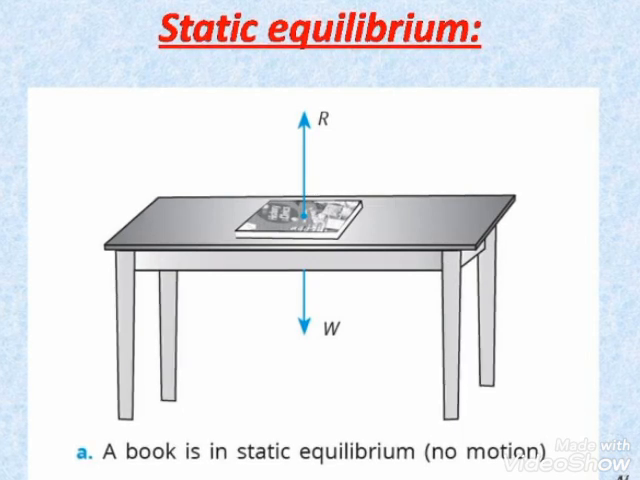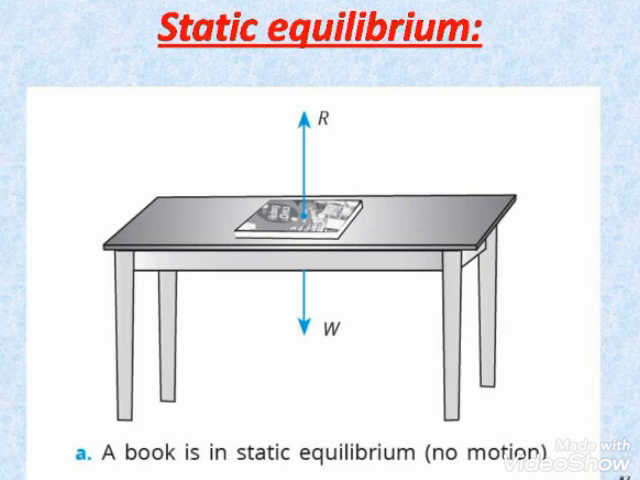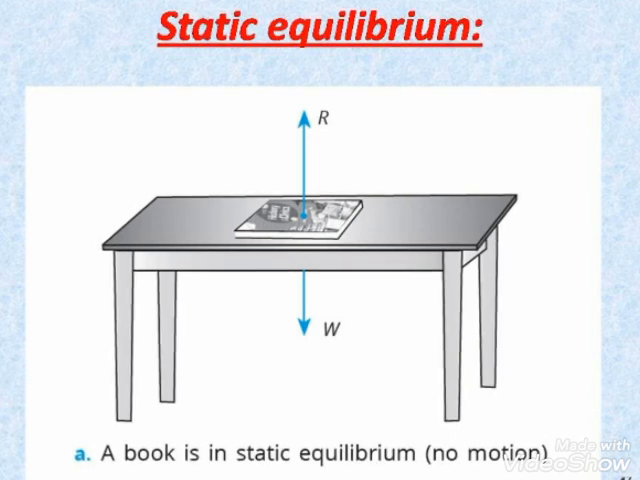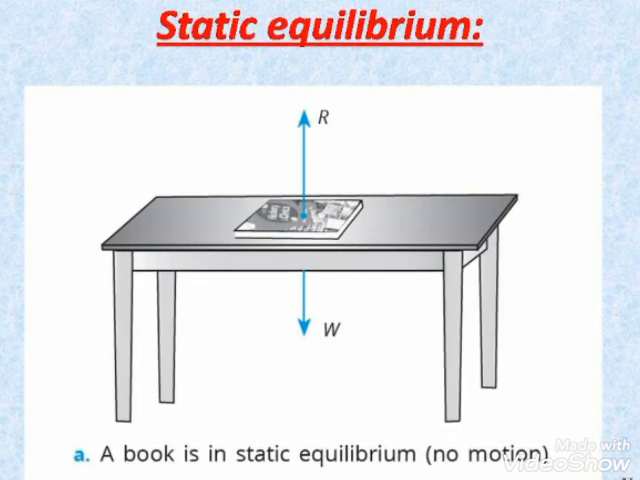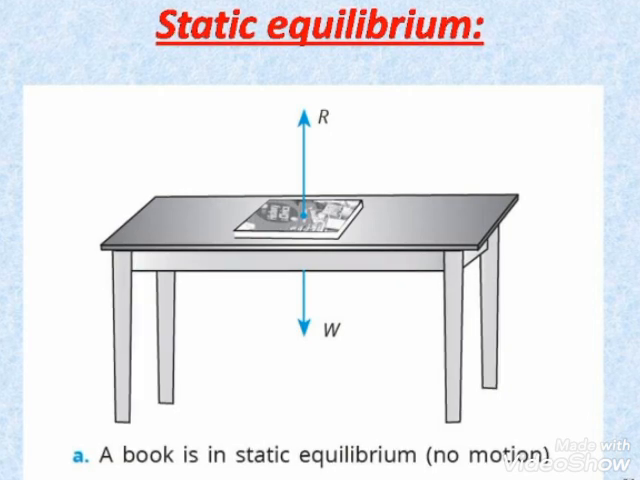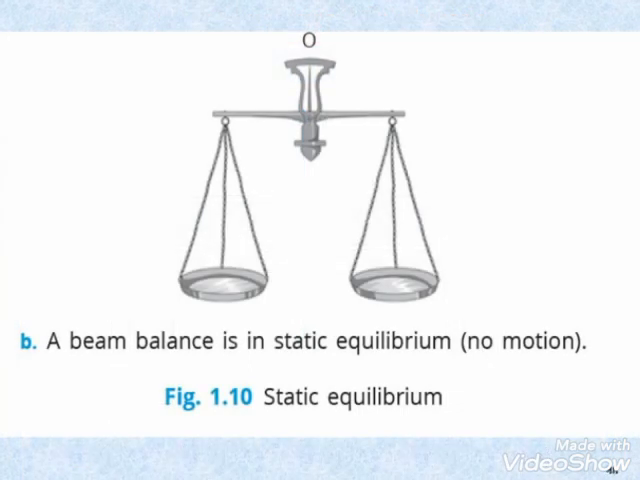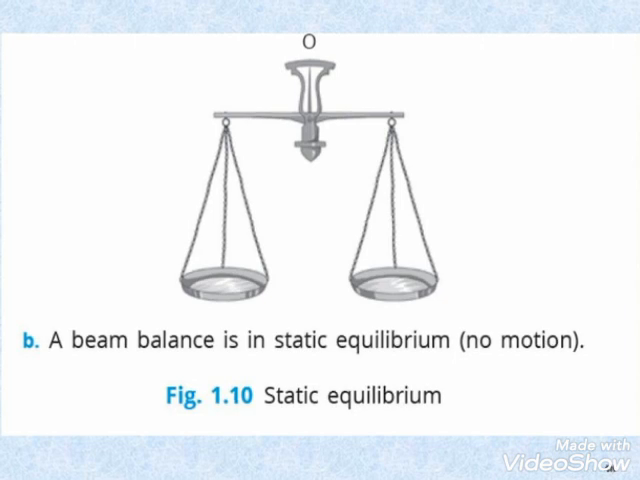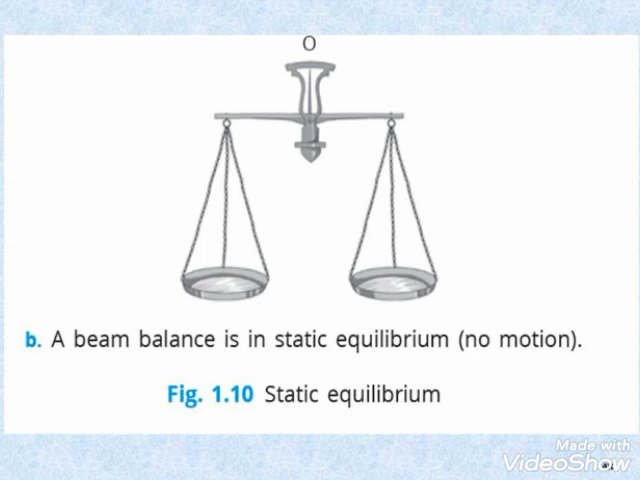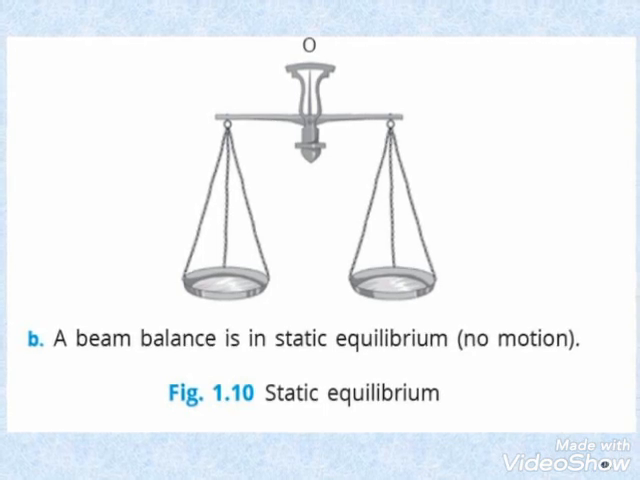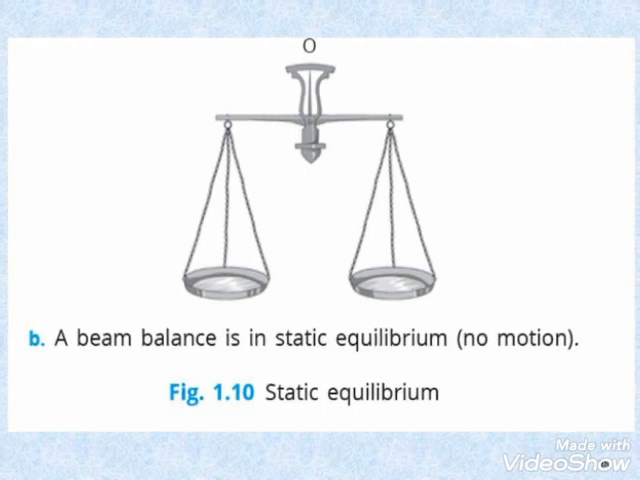Now we are going to use this concept of the principle of moments in numericals, where we will be giving you, in case of a meter rule, when we are suspending different weights, what happens to the weights and how we can find an unknown. Similarly, a beam balance is also in static equilibrium, no motion. If I keep equal weights on both sides, then it will be in a stable position, that means in the horizontal position. So this is also an example of static equilibrium.